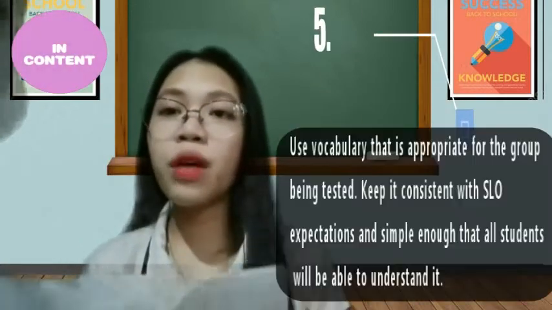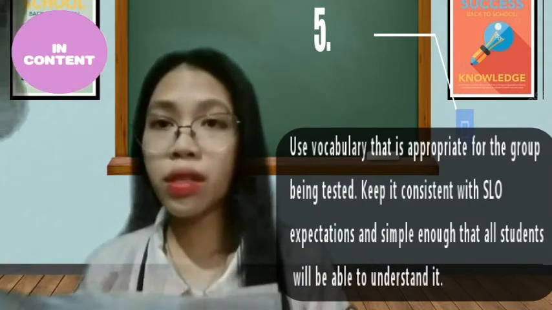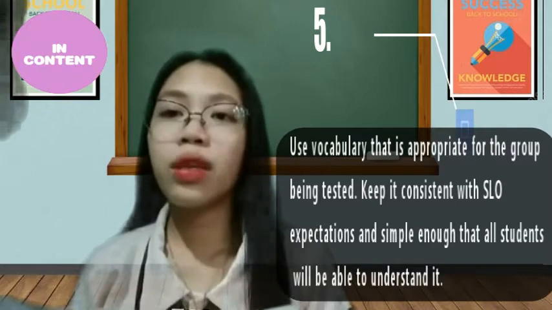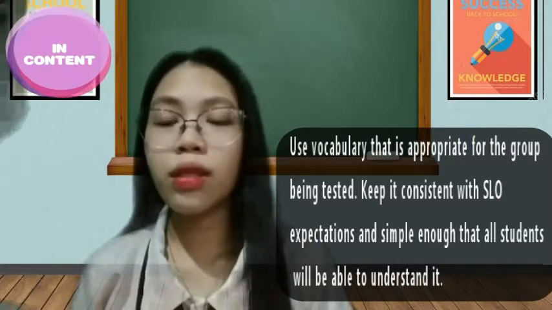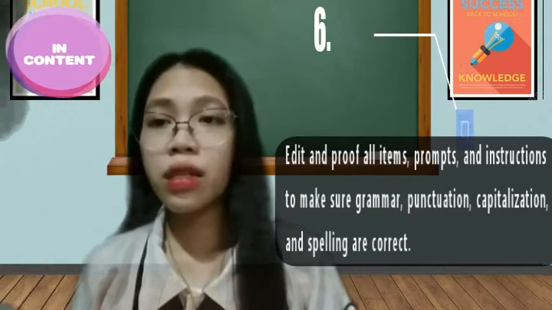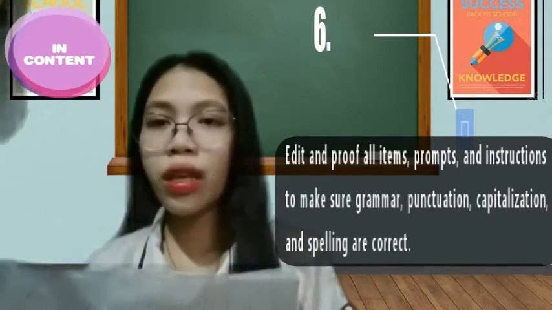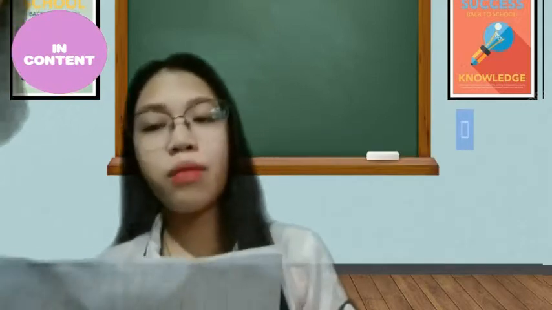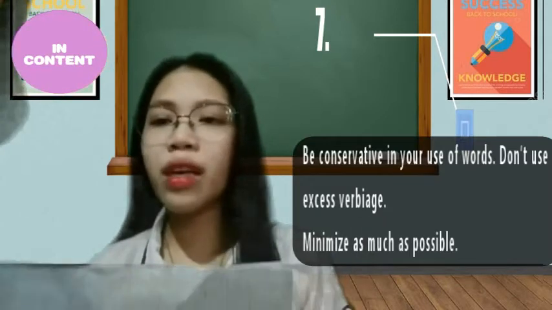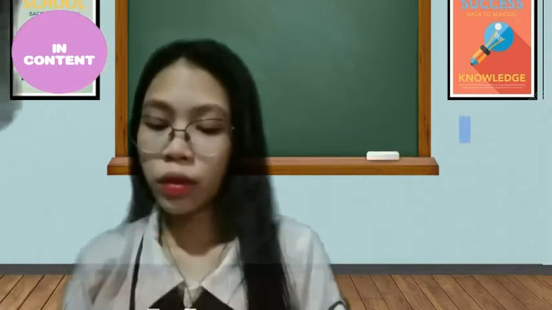Number 5. Use vocabulary that is appropriate for the group being tested. Keep it consistent with SLO expectation and simple enough that all students will be able to understand it. Number 6. Edit and proof all items and instructions to make sure grammar, punctuation, capitalization, and spelling are correct. Number 7. Be conservative in your use of words. Don't use excess verbiage. Minimize as much as possible.